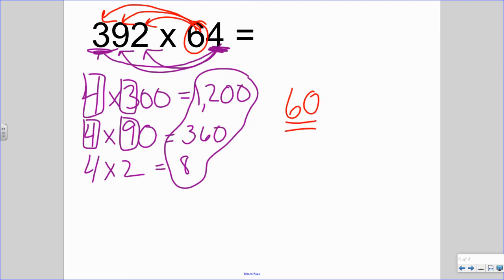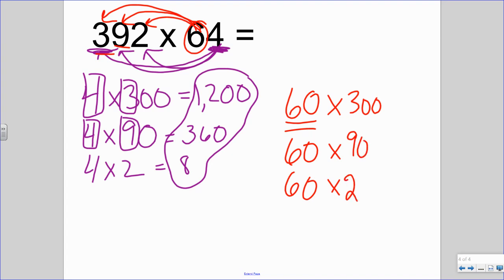But I can't forget that that 6 is really worth 60. So I'm really going to be distributing the 60 to all 3 digits. And I have to remember what they're worth. That 3 is worth 300. That 9 is worth 90. And this 2 is worth 2.